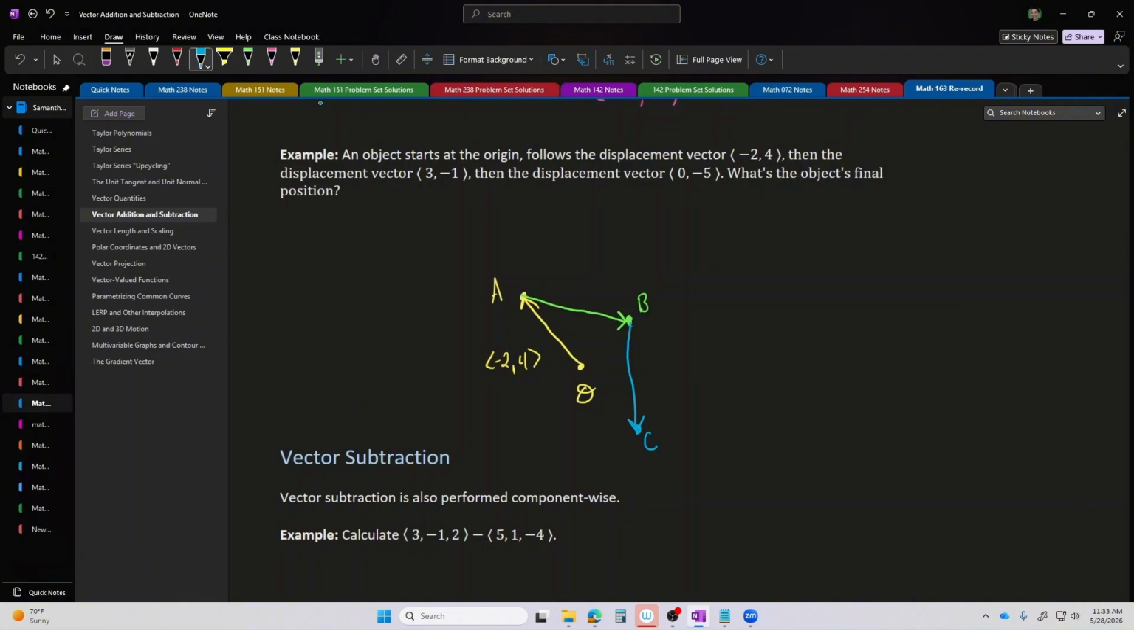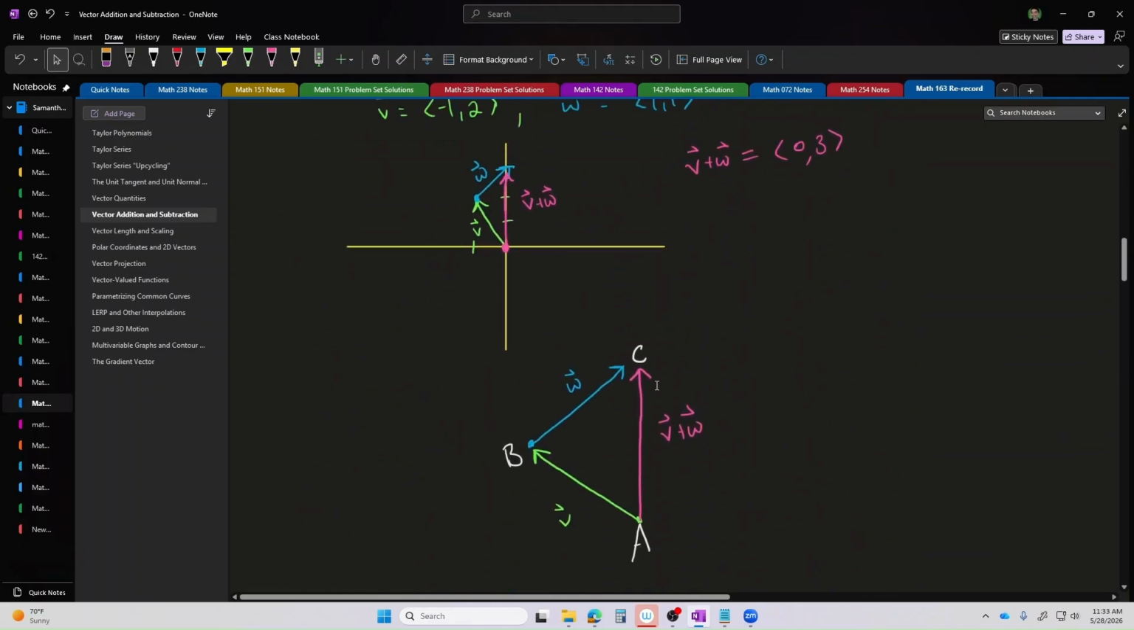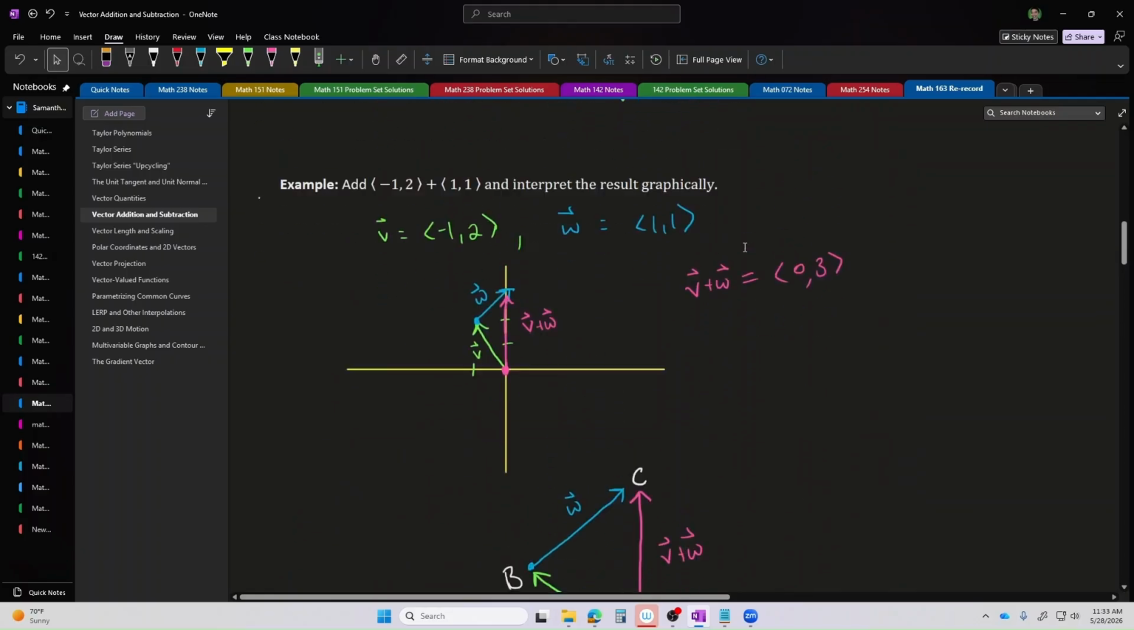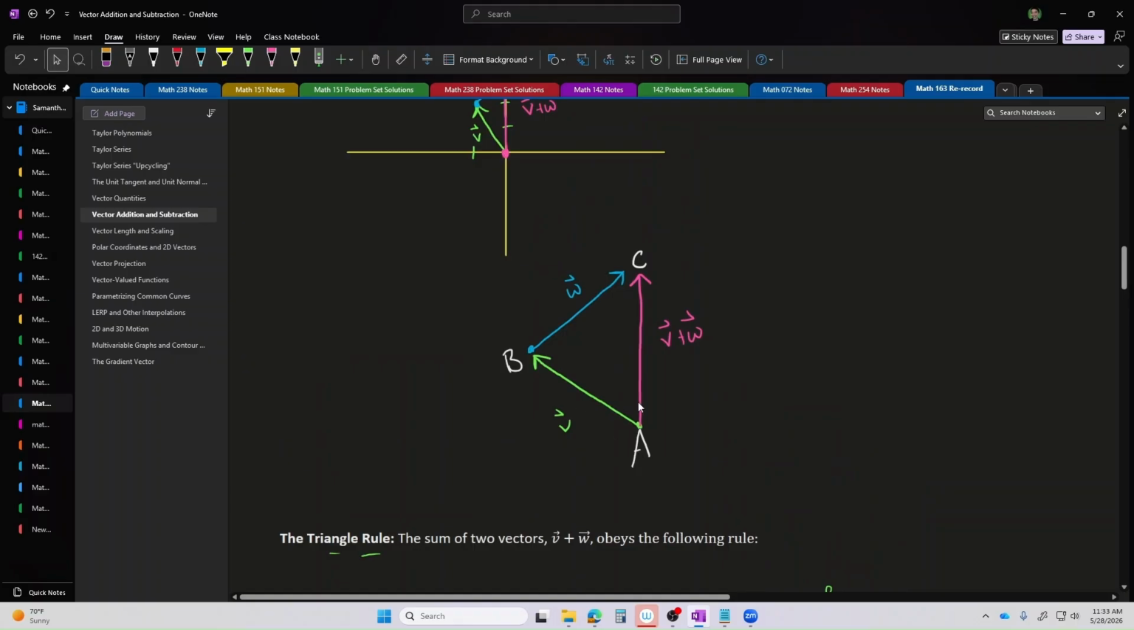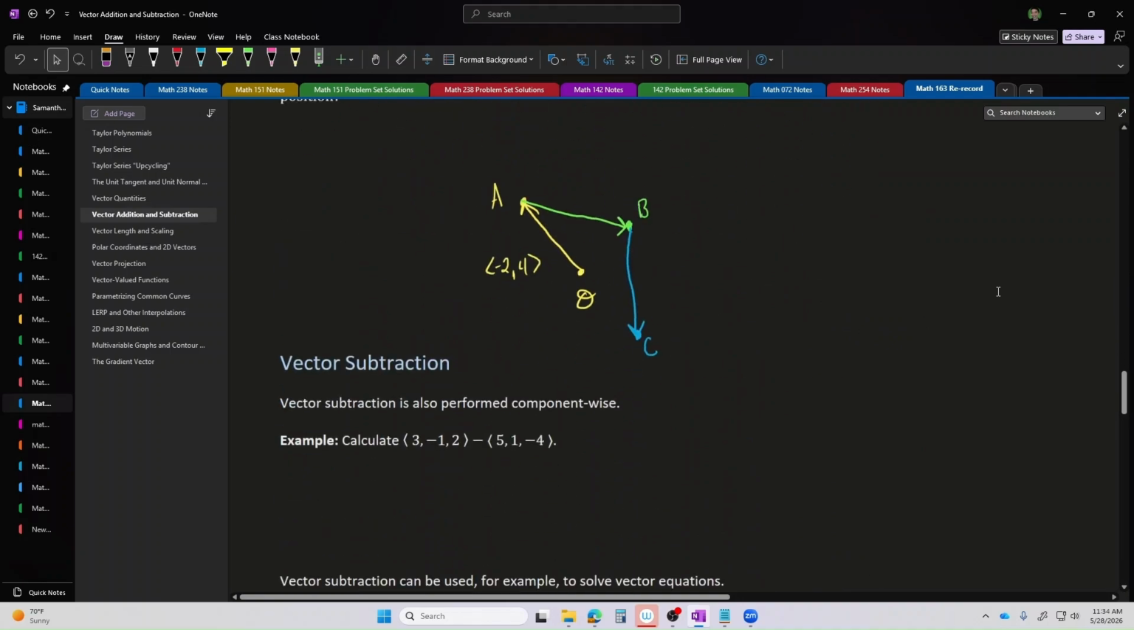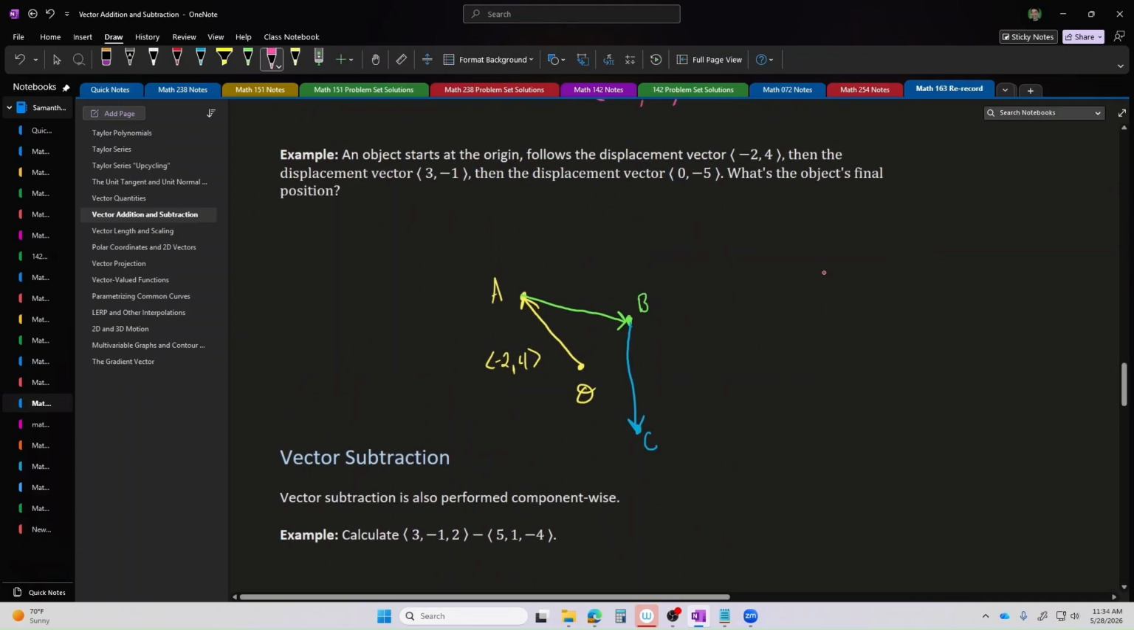And so if I want to know where I have ended up as a result of taking these three steps back to back, I can use the same principle that we used earlier with the triangle rule. If I have a vector v that's taking me from point A to point B, and a vector w that's taking me from point B to point C, then the sum v plus w will take me directly from A to C. And we can apply that same principle here. If I want to figure out what vector is going to take me directly from the origin to the final point C, all I have to do is add these three vectors together.